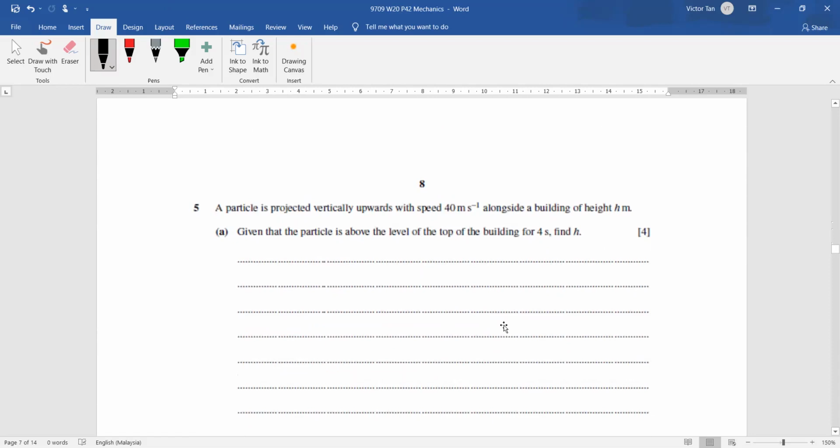A particle is projected vertically upwards at speed 40 alongside a building of height h. Given that the particle is above the level of the top of the building for 4 seconds, find h. So this is a building of height h. The particle moves up and comes back down. So the displacement is h.